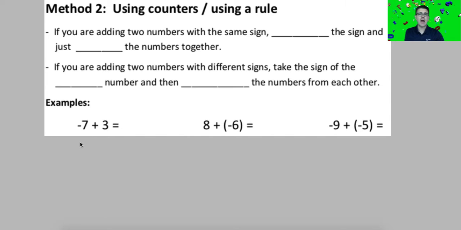So using counters, or sometimes you can just draw it out, it's basically just a visual. I always think of it as the positives versus the negatives. They're battling it out. So in this first one, the negative team has 7 negatives: 1, 2, 3, 4, 5, 6, 7. The positive team has 3 positives.